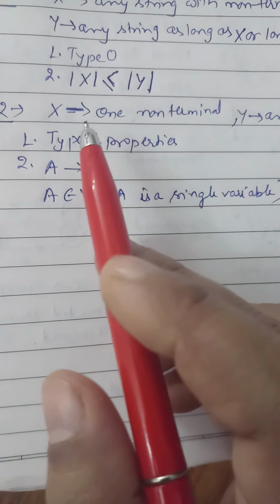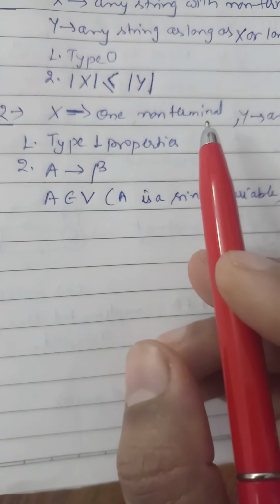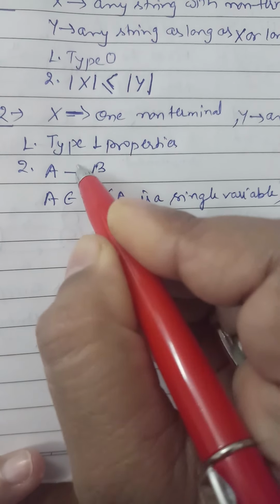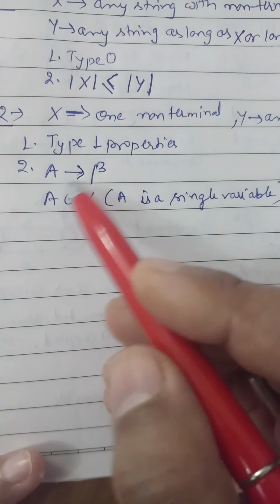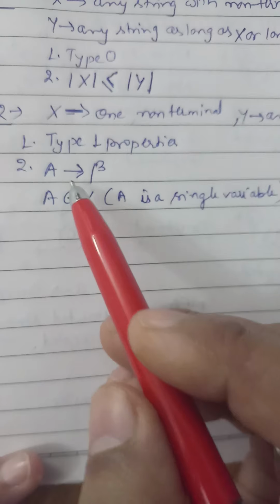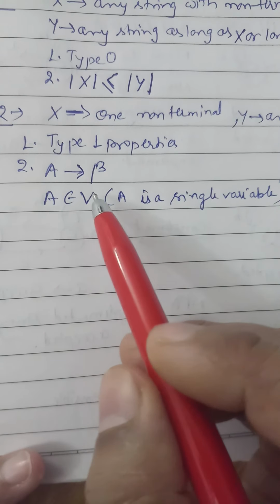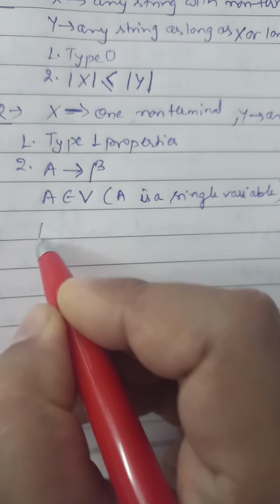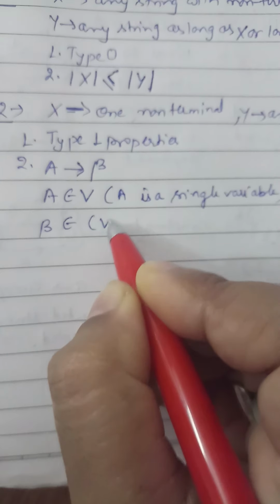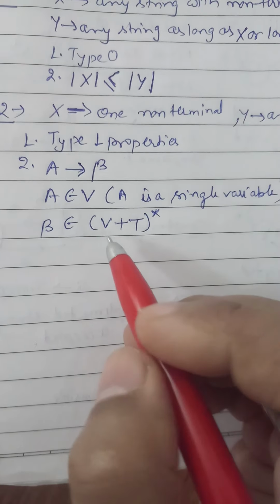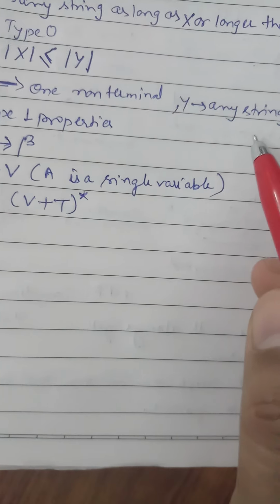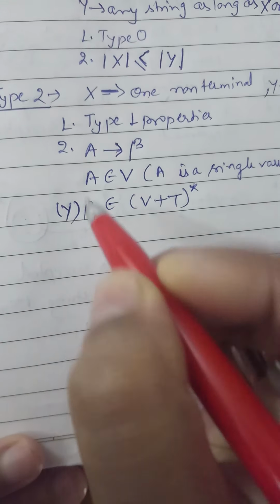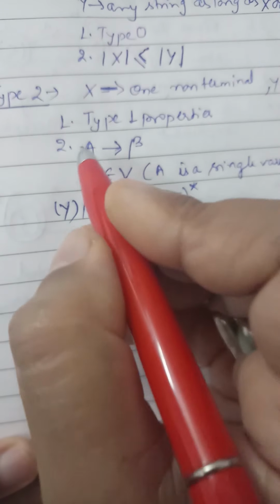As we have written here, x can be one non-terminal only. So simply we write A tends to beta, or we can say x tends to y also. It doesn't matter. So A belongs to V, that is A is a single variable, one non-terminal. And beta belongs to (variable plus terminal) star. As I have written here, y can be any string. So instead of beta we can write y here, or instead of A we can write x here.